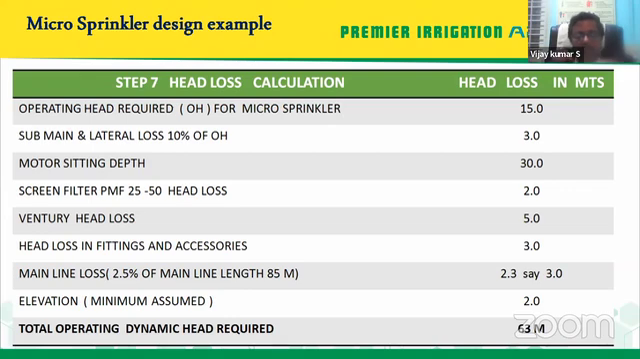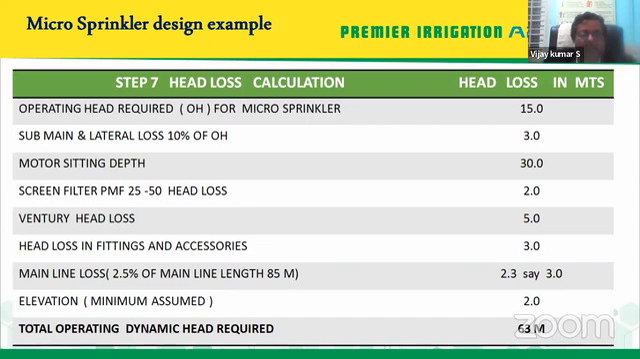Whenever I pass water through any kind of obstruction, that is going to create a friction loss. So the screen filter will create a loss of 2 meters. And if I am going to provide a venturi, and if you want to do the fertigation, in that case, I have to add on the 5 meter of venturi also. And then the head loss that will happen in the fittings and accessories will be between 2 to 3 meters.